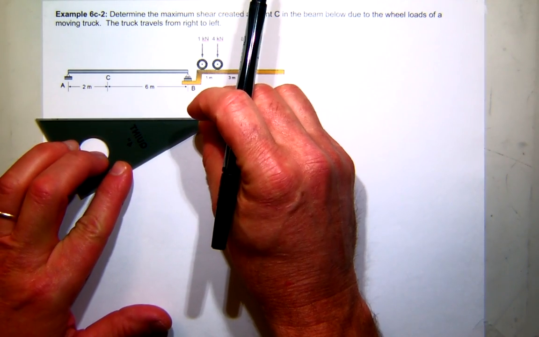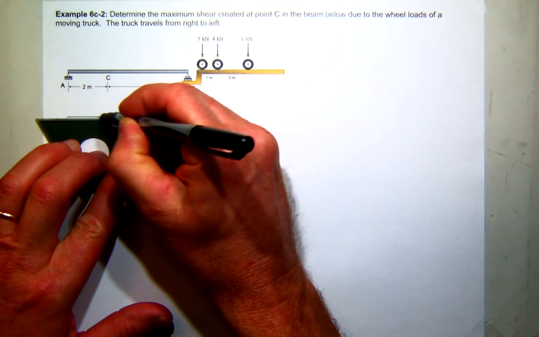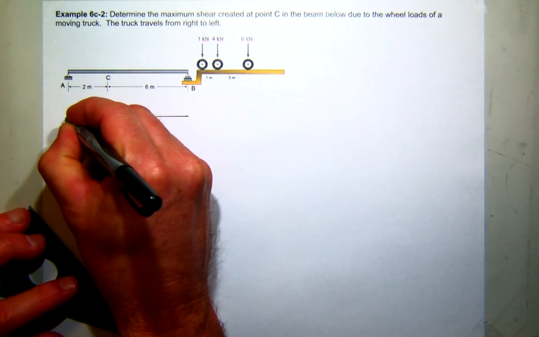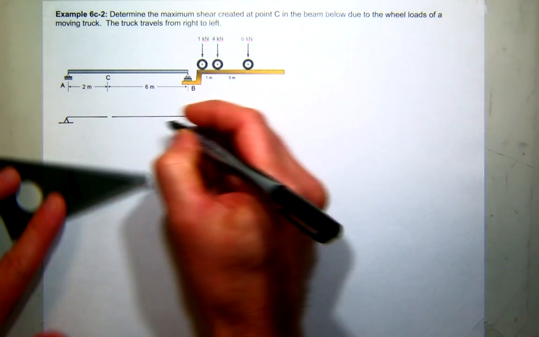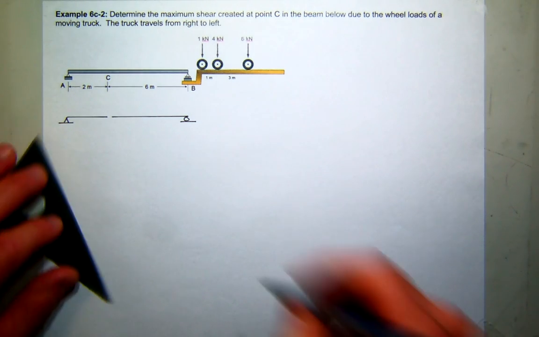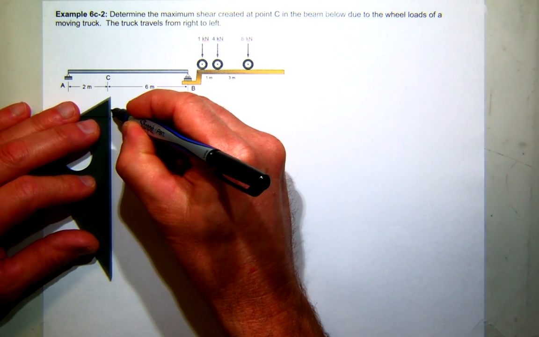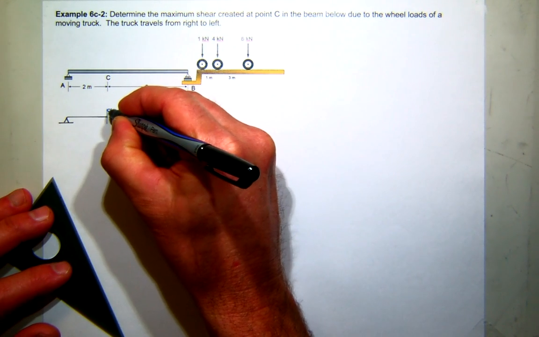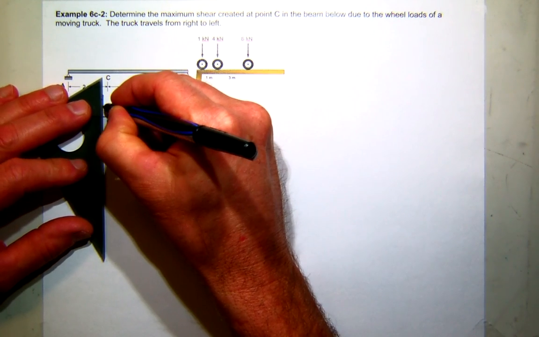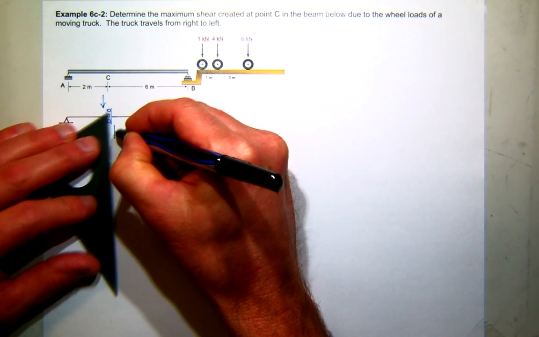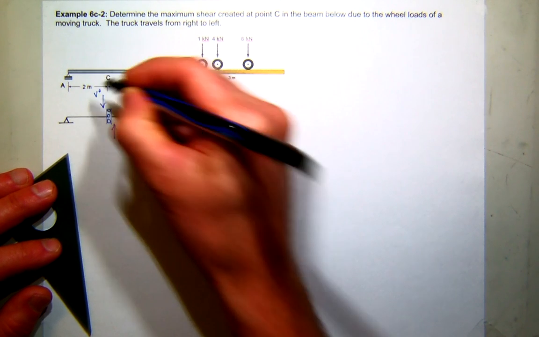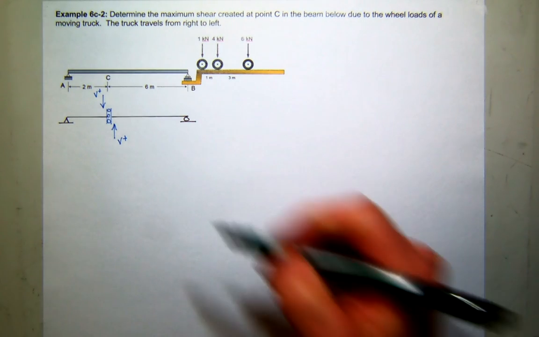So we're going to use Mueller-Breslau to get our qualitative shape. So we'll have a pin at A, a roller at B, and then we'll have this connection that allows shear, and we'll put positive shear on both sides. And how will this structure behave?